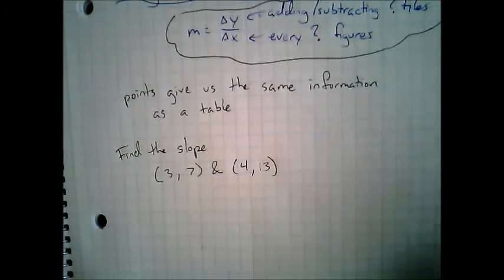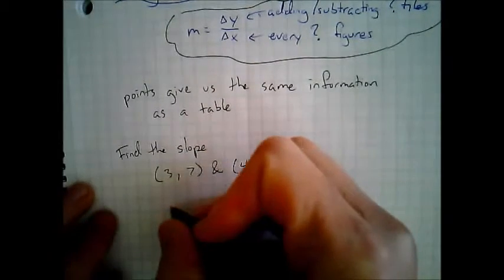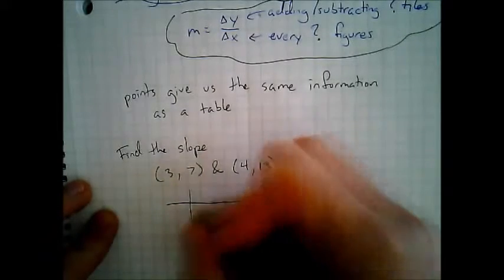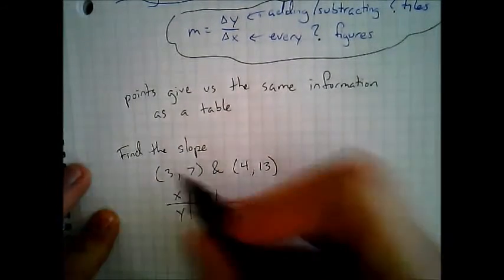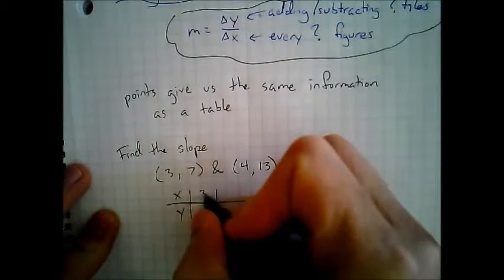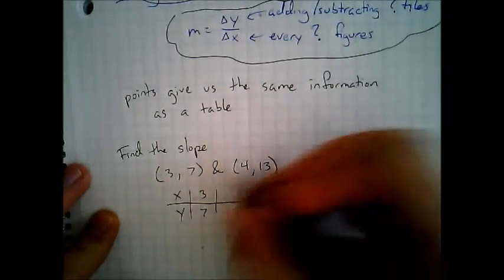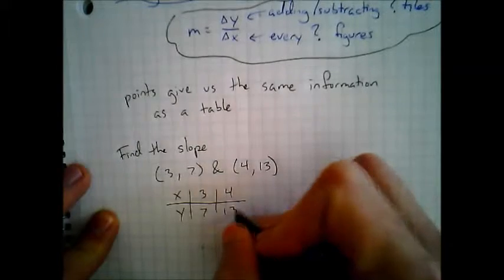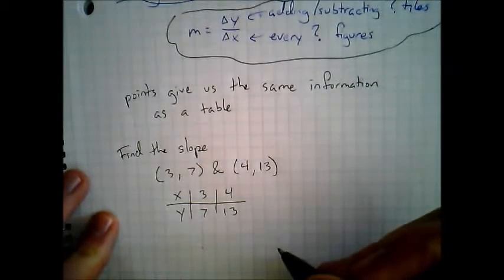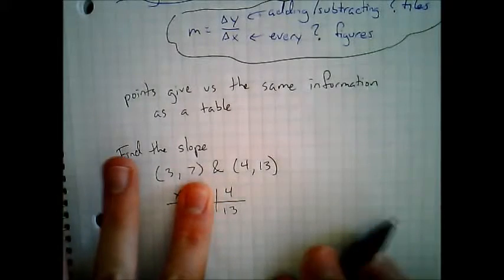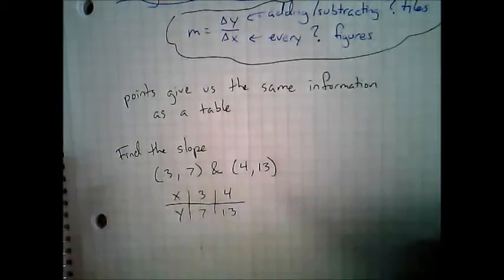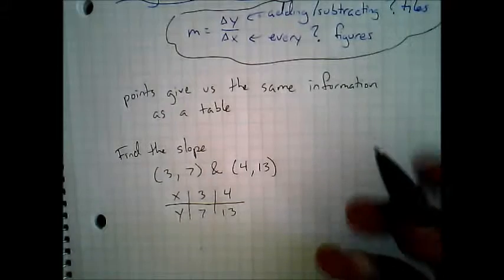Now since points give us the same information as the table, the thing I like to do to get started is just turn these 2 points into a quick table. So we have figure 3 and figure 4. Figure 3 has 7 tiles. Figure 4 has 13 tiles. This point means figure 3 has 7 tiles. This point means figure 4 has 13 tiles. And that's the same information that this pair of points gave us.